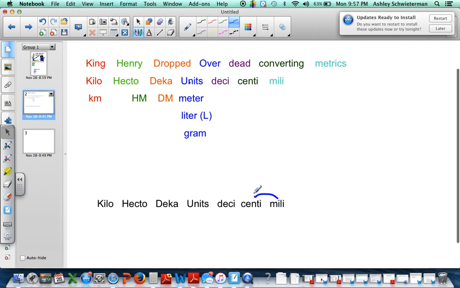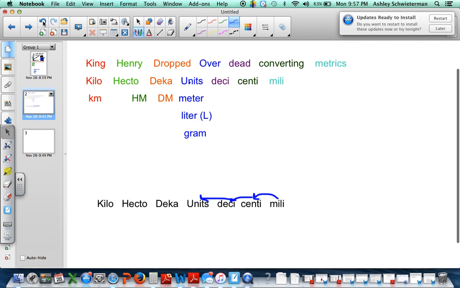All right, now it's going to take 10 millimeters, 10 milliliters, 10 milligrams to equal one of these. And then it's going to take 10 of these to equal one of these. It's going to take 10 of these to equal one of these. So it's always going to take 10 of the smaller unit to equal the one behind it.